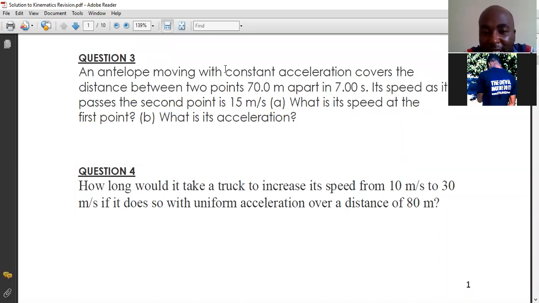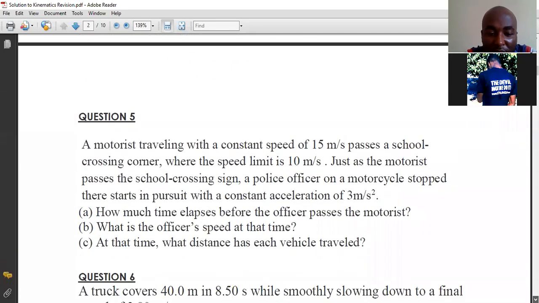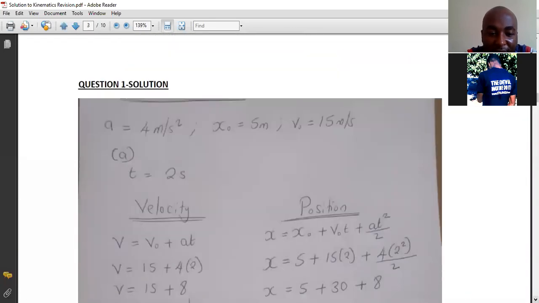So I told you that the distance between 2 points is displacement. So you said delta x equals 70 meters, t is 7 seconds. Then since this is a speed at a second point, then it's v. V is 15 meters per second. So the speed at the first, that's the initial. So the equation to use is for average velocity.